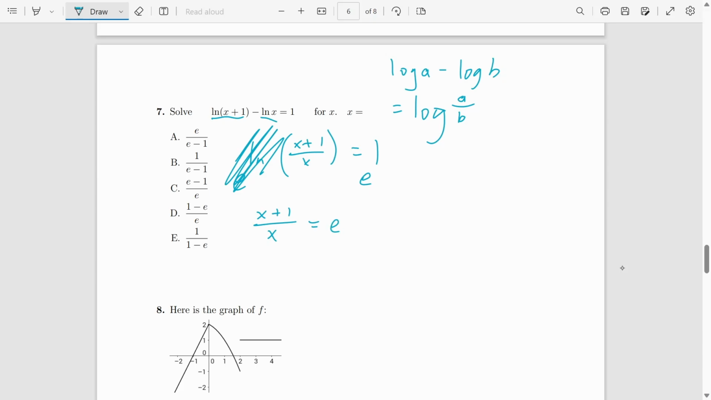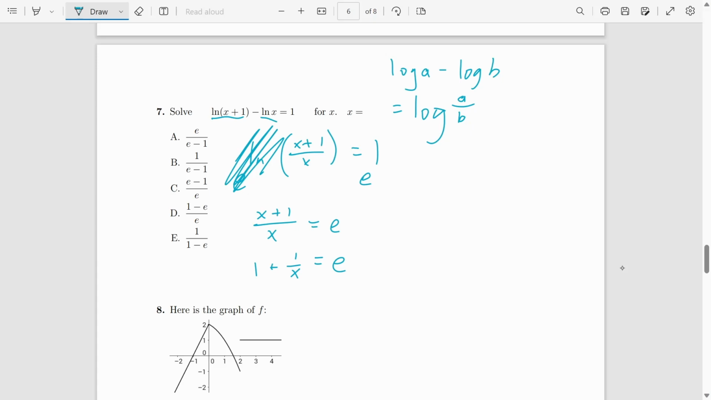Okay, and then I think here we're going to divide these separately. So this is x over x plus 1 over x. So x over x is just 1. I don't need to write that out. And then plus 1 over x equals e. And then we'll do a little rearranging to get this 1 over x all by itself. Add it to that side, subtract e.